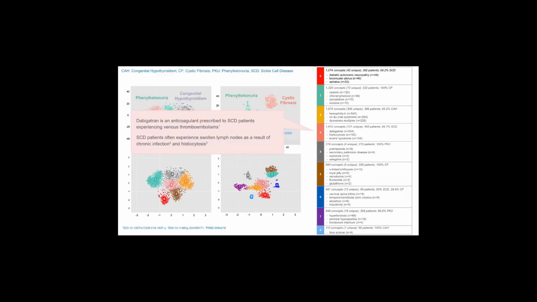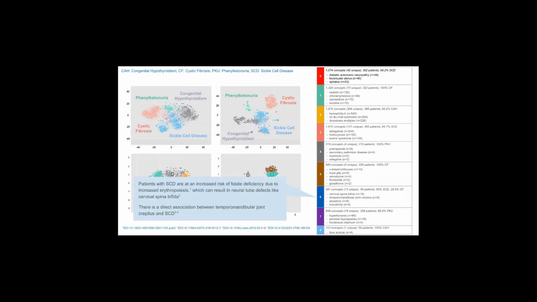For the second subphenotype, we found dabigatran, which is an anticoagulant prescribed to sickle cell disease patients experiencing venous thromboembolisms. And for the second concept for this subphenotype, sickle cell patients often experience swollen lymph nodes as a result of chronic infection and histoplasmosis.